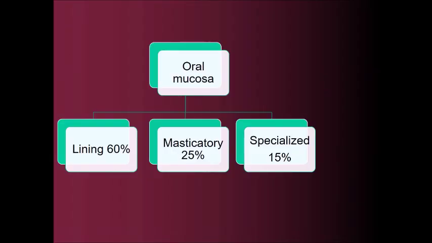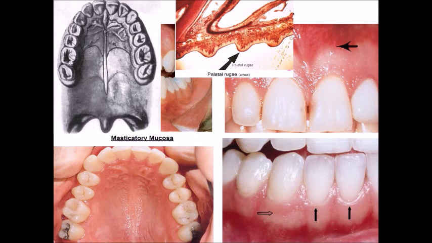Oral mucosa, as we said earlier, is lining mucosa for 60%, masticatory 25%, and specialized 15%. At first, we will see the masticatory mucosa. The masticatory mucosa is, number 1, the gingiva, free and attached, and number 2, the hard palate, the roof of the oral cavity. The hard palate is the non-movable part. The posterior part of the palate is the soft palate. We call it soft palate because it is movable. So this is the hard palate.